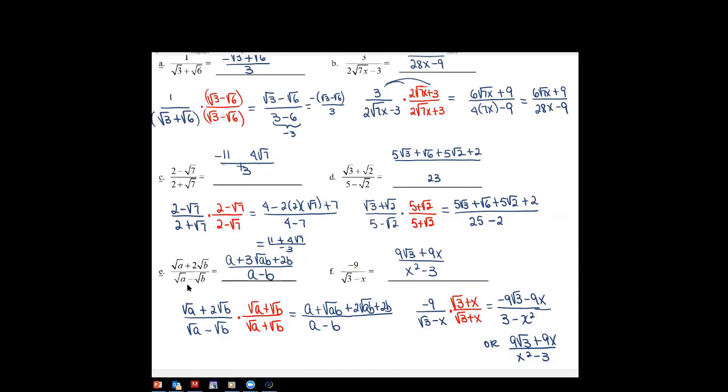Last two examples here: radical a minus radical b, multiplied by its conjugate, radical a plus radical b, gives you a minus b, right? Radical a squared would be a, radical b squared would be b. Again, the top, you just multiply term by term and leave it as that. And the last one, radical 3 minus x, its conjugate would be radical 3 plus x, and then again we get 3 minus x squared, and that's how you would rationalize the denominator.